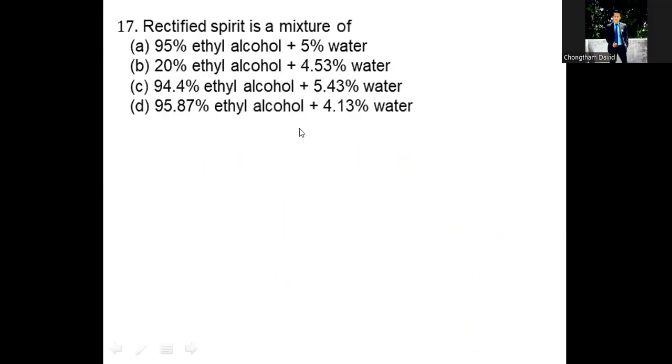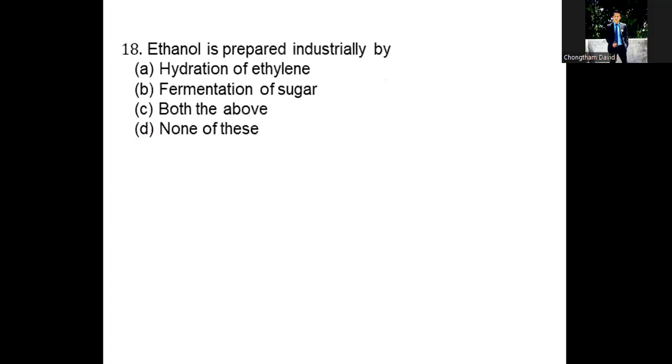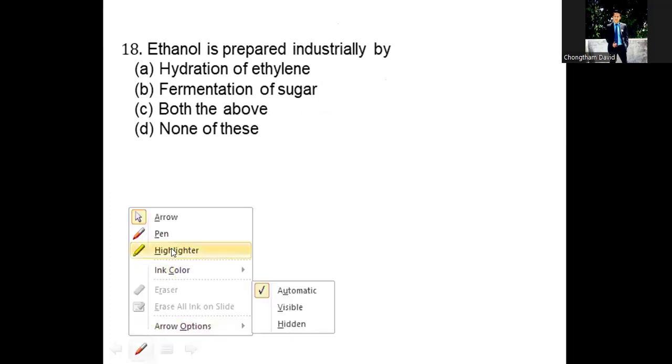Question number 17. Rectified spirit is a mixture of 95.87% ethyl alcohol and 4.13% water. Option D. Ethanol is prepared industrially by which of the following reactions?